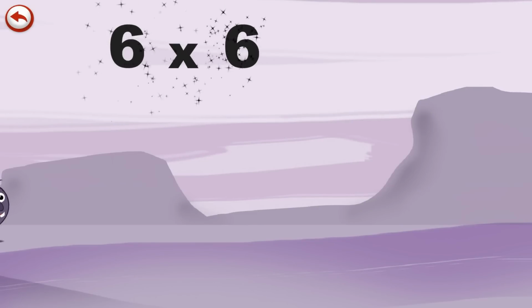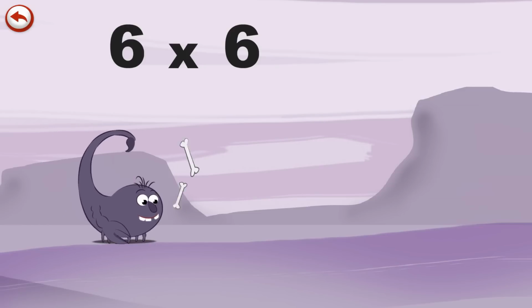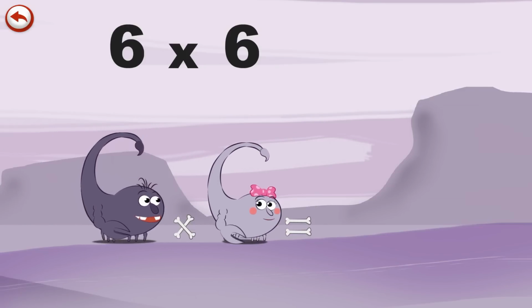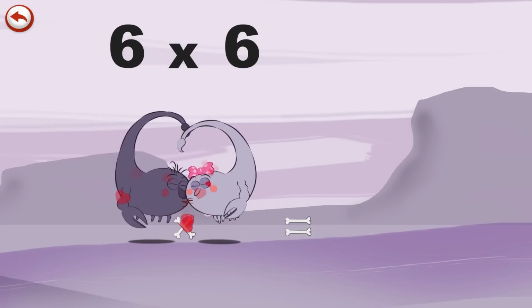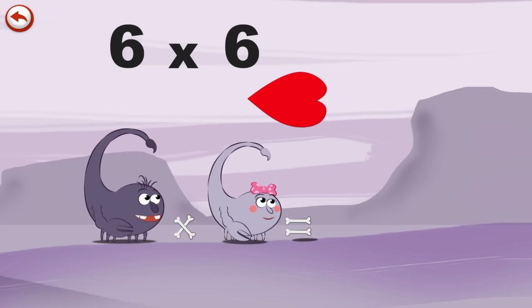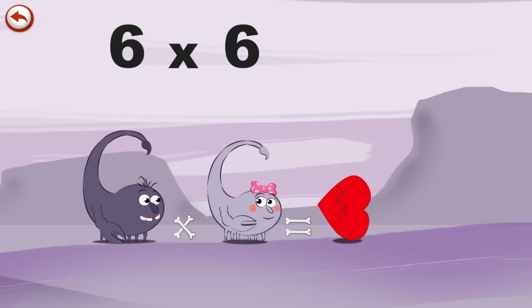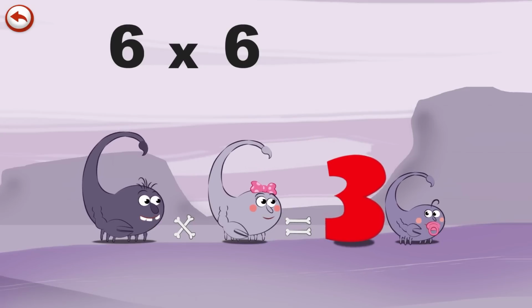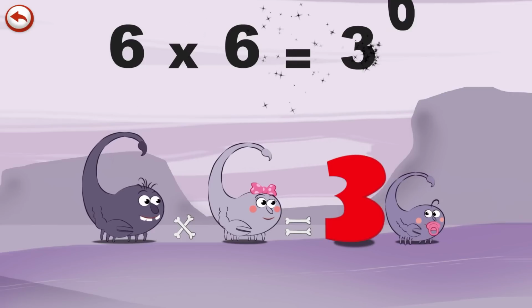What's the story of 6 times 6? When Mr. ScorpiSix meets Mrs. ScorpiSix, they give each other a big kiss, and a heart flies out. As it touches the ground, the heart breaks in the shape of a 3, and an adorable baby ScorpiSix appears. 6 times 6 is 36.